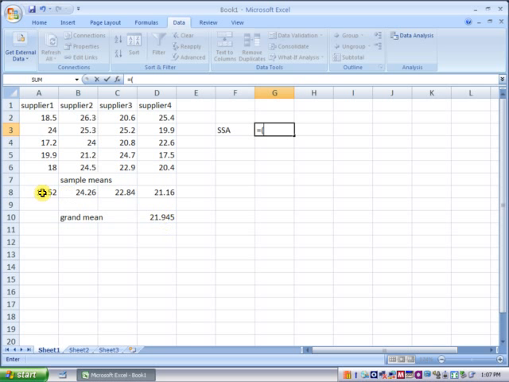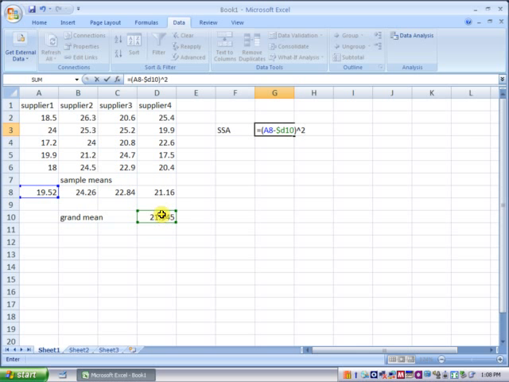So that would be this minus this number, but since we're going to drag across, we don't want to drag that across too, so we really need to anchor it in the column that it's in, which is column D. So this would stay in column D, and it happens to be in row 10, and we're going to square it.